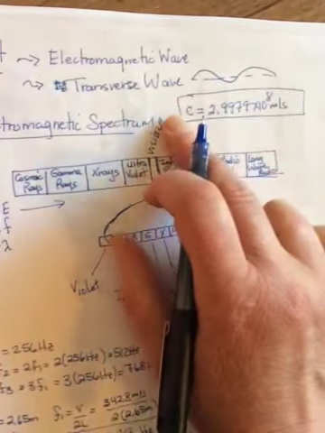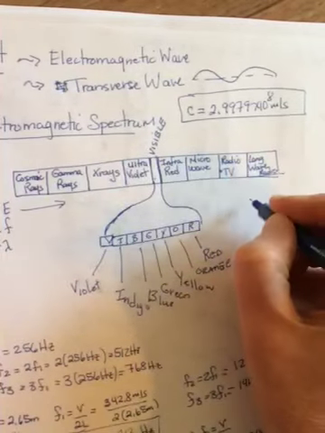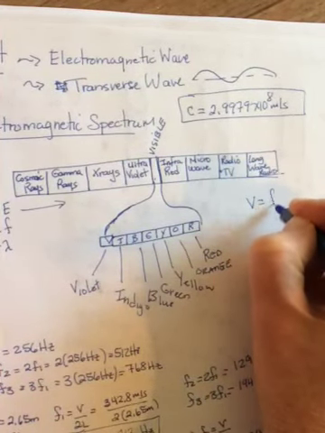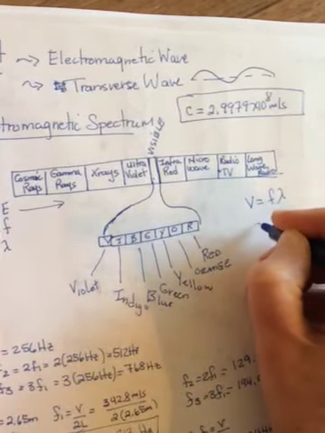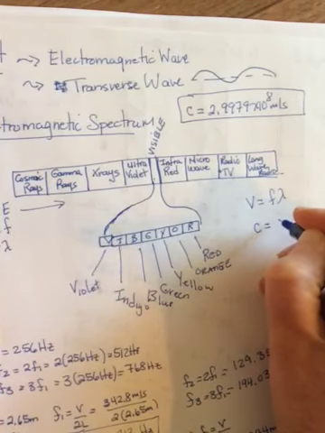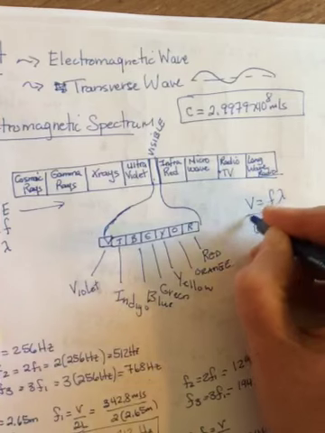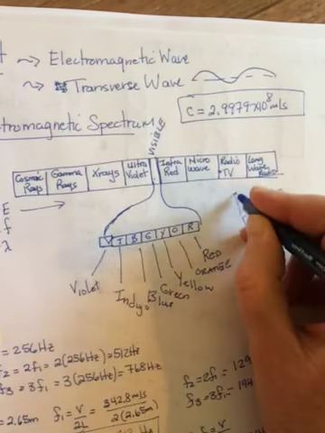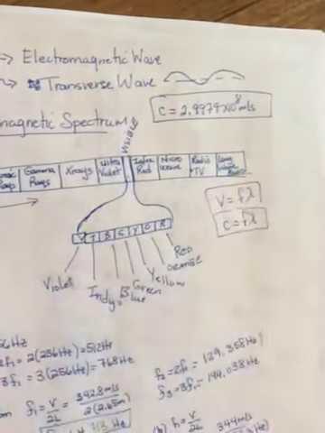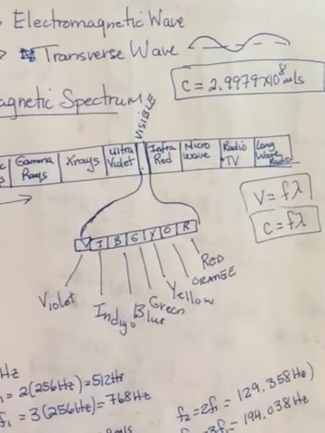Because it's a special speed, we give it a c. And so that means our equation v equals f lambda, when we're talking about light, we write it as c equals f lambda. It's the same equation. It's just with a c instead of a v. Okay, so I just wanted to come back to clarify that.